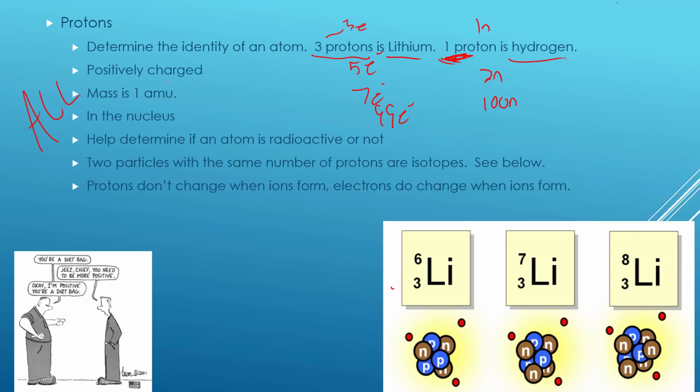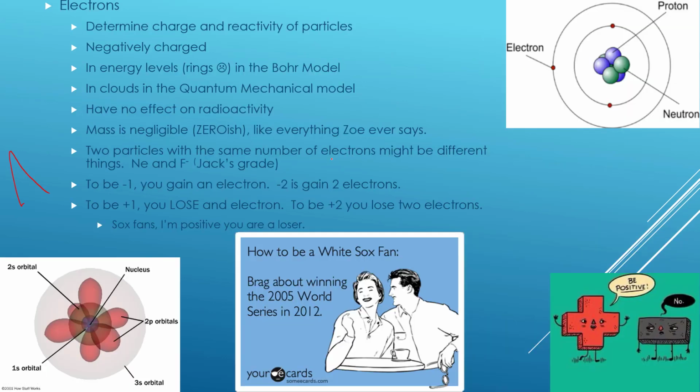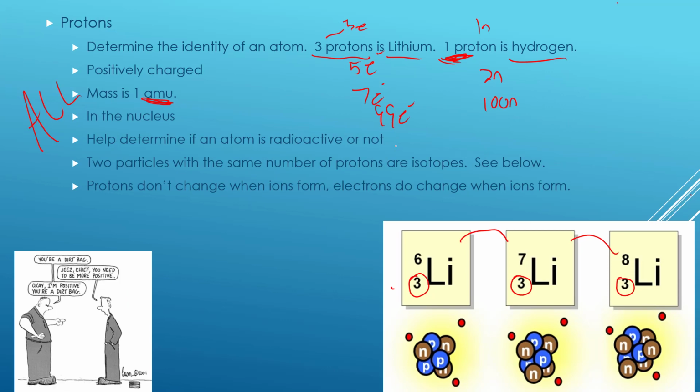Protons are positive. Protons have a mass of 1 atomic mass unit. It's kind of a cheesy made-up unit of mass, but it's 1. Protons are in the nucleus, and protons help determine if an atom is radioactive or not. Two particles with the same number of protons are isotopes. So we'll see below: 3 protons, 3 protons, 3 protons. These are isotopes of each other because they have different masses. So you should write down: same number of protons and different number of neutrons.